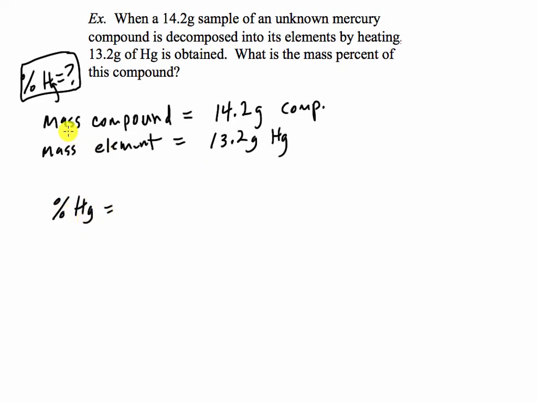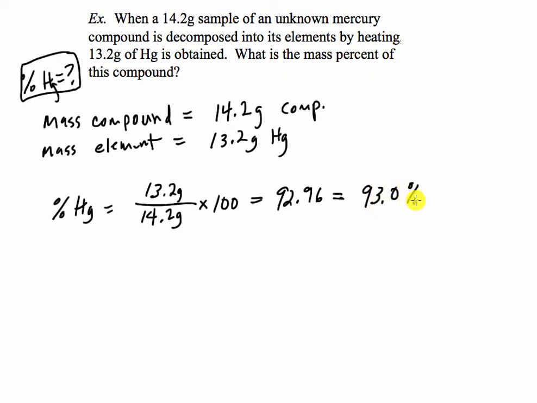This is pretty simple because I need to take the mass of the element over the mass of the compound. So 13.2 grams over 14. You can see they're pretty close to each other, so I should get a really high percentage. Make sure you think of that before you do the calculation, so you know you're getting the right numbers. You should get about 92.96, and with significant figures, since I have 3 here, I'm going to put 3 in my final answer, 93.0% for the mercury. Again, the mass of the element compared to the mass of the overall compound.